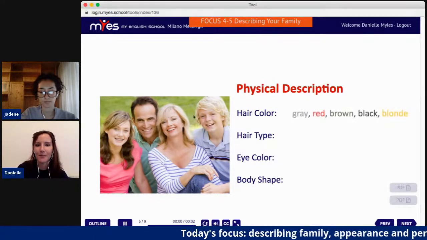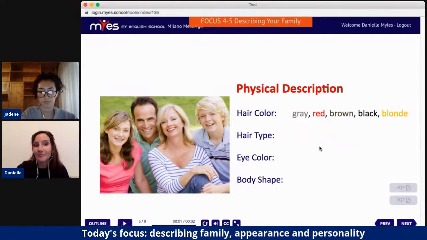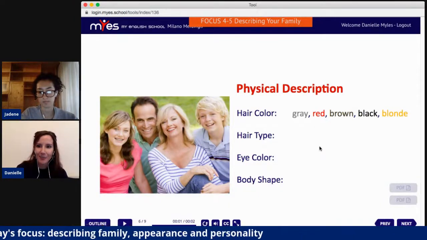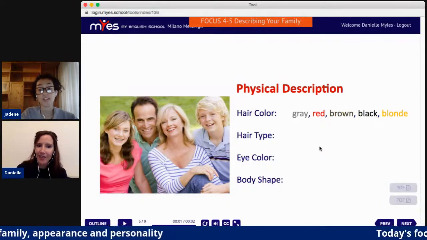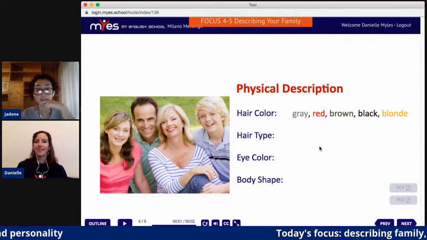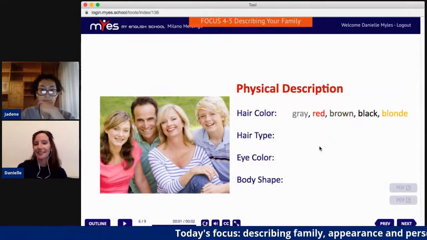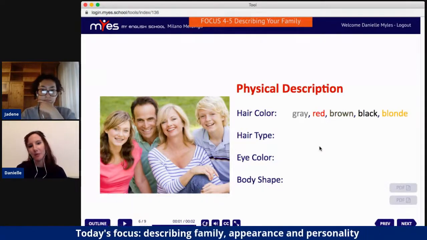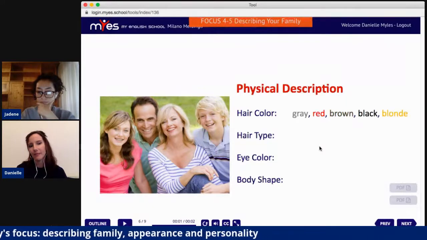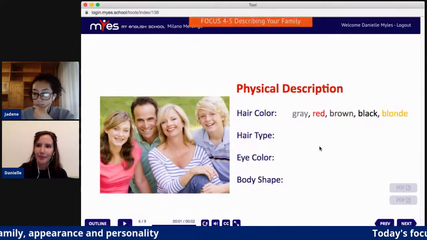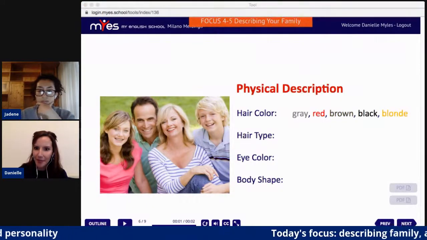All right, what else have we got? Grey. Okay, some people have grey hair. Red hair, so red hair or ginger hair. Brown, black, blonde. What about hair type? Had a few examples that have come in.